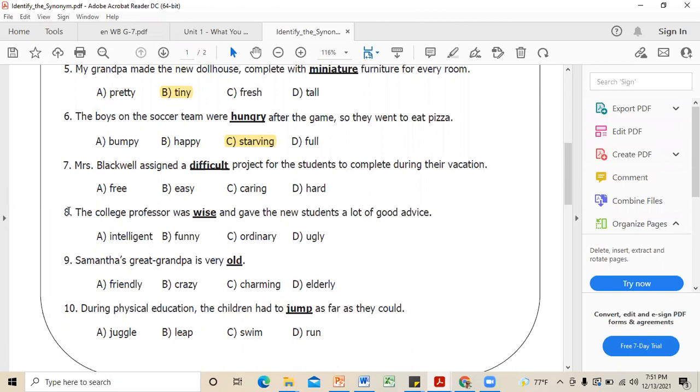Mr. Blackwell assigned a difficult project for the student to complete during their vacation. Mr. Blackwell assigned a hard project for the student to complete during their vacation. Yes, very good. So it is Mrs. Blackwell assigned a difficult project for the students to complete during their vacation. So what do we mean by difficult? It is something which is not easy to do, right? So that is why we call it hard, right?